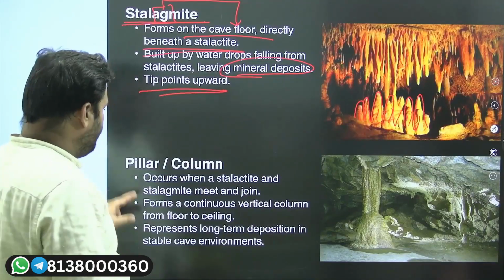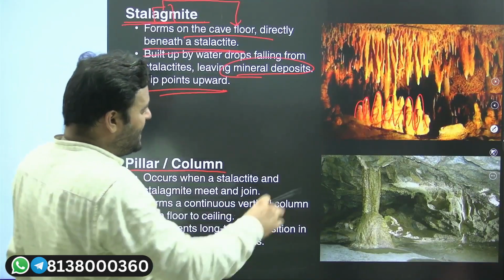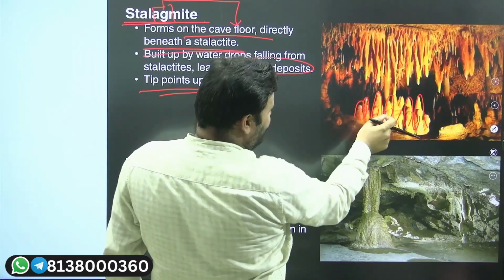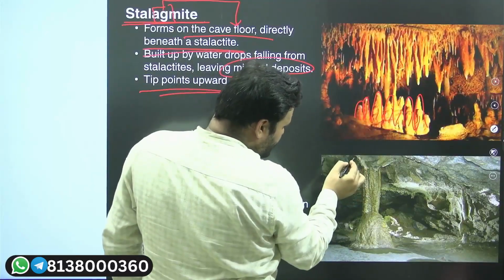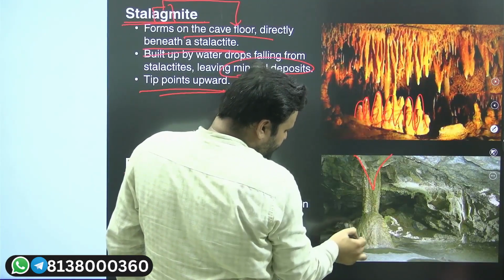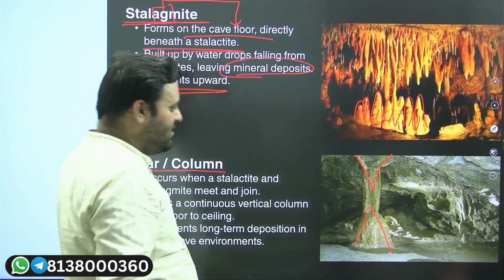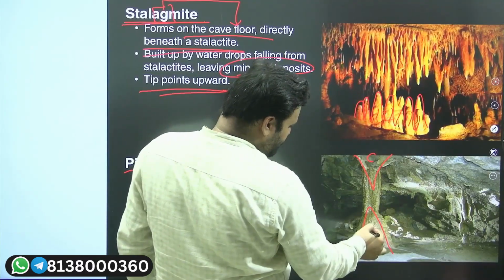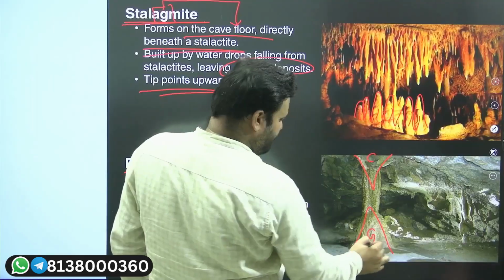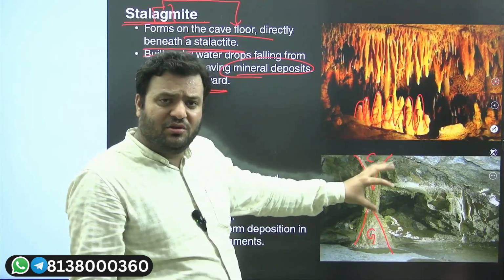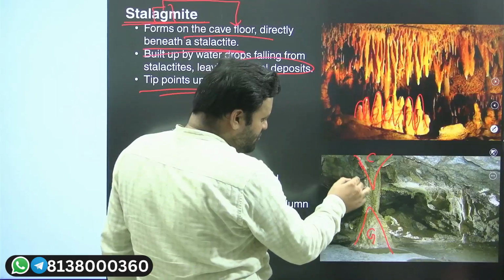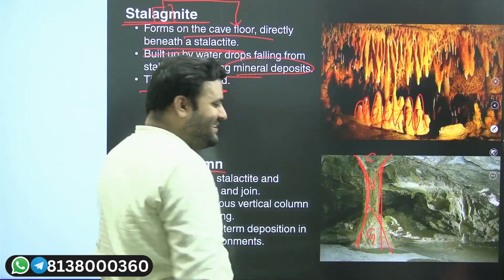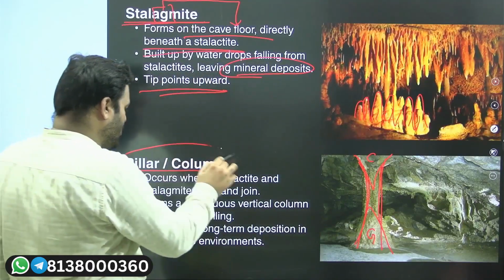Anyways, pillar. When this stalactite and this stalagmite join together, this is supposed to be a stalactite, this is supposed to be a stalagmite. But as a result of continuous deposition, what happened? These two were connected with each other. When they are connected with each other, we call it a pillar or column.